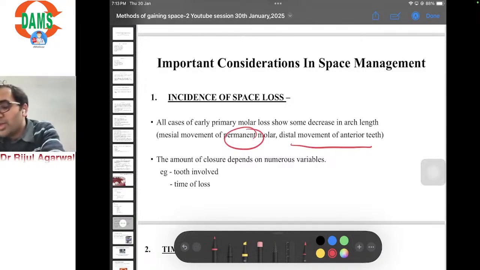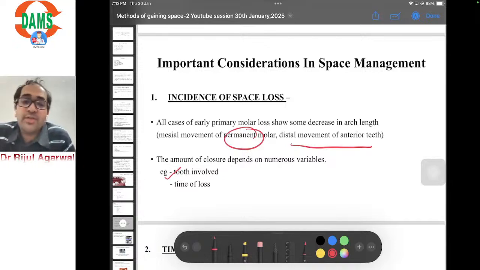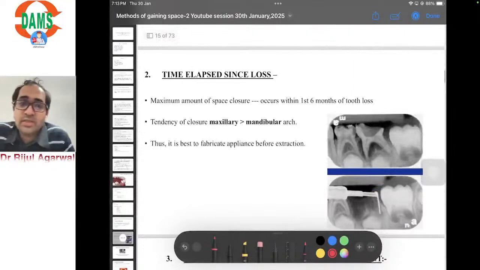So what are the variables? The tooth involved, whether it's the anterior tooth which is lost or the posterior, and the time of loss. What do you mean by time of loss? It is the amount of duration between the replacement of the succedaneous teeth. Next, the time elapsed since loss, which I just told you.